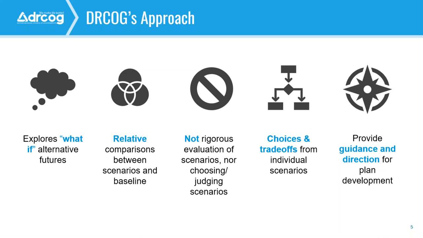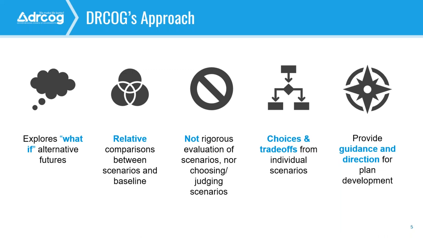However, in going through these results today, what we do want to do is set up what I think will be a really interesting and frankly a little bit of a challenging conversation about choices and trade-offs from the results that we see today. We're going to see some pretty interesting, even fascinating results from the scenario work, and we're going to use that as a launch point for further conversations about what it means. What are the implications as we move forward to preparing the 2050 Regional Transportation Plan?